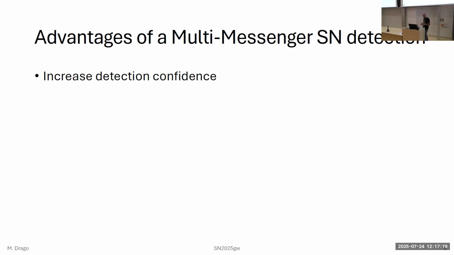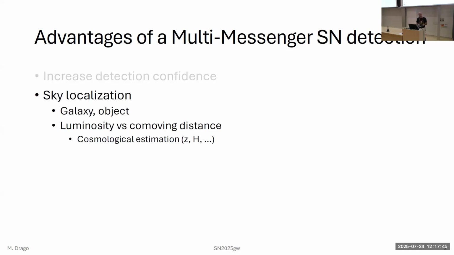So what are, in summary, the advantages when we want to do a multi-messenger detection? Of course, we can increase the detection confidence. If we speak especially about gravitational waves, the first detection can be a little tricky because we don't have a huge false alarm rate reduction. But if we have, of course, neutrino and electromagnetic together, the detection confidence is increased.